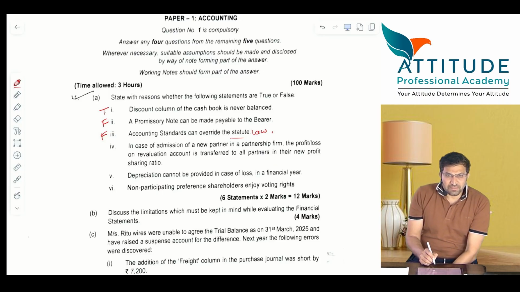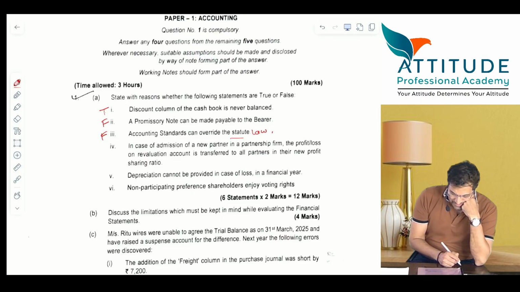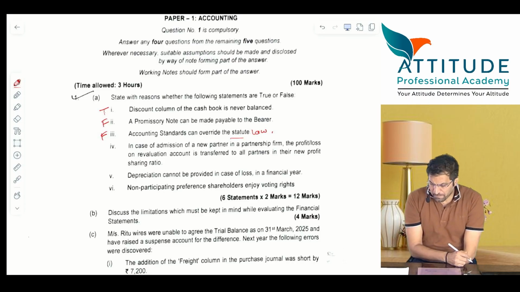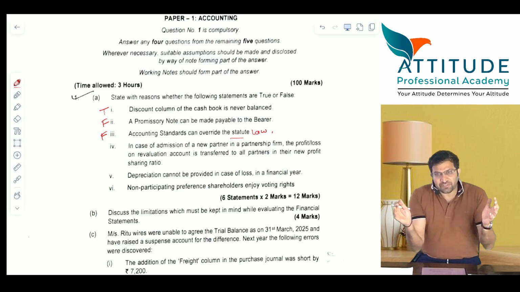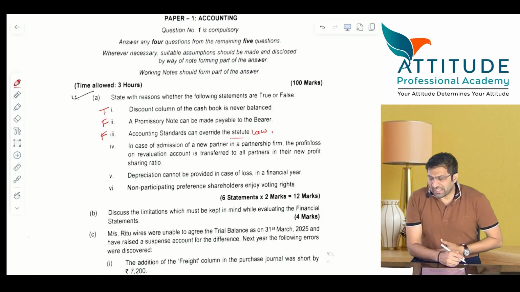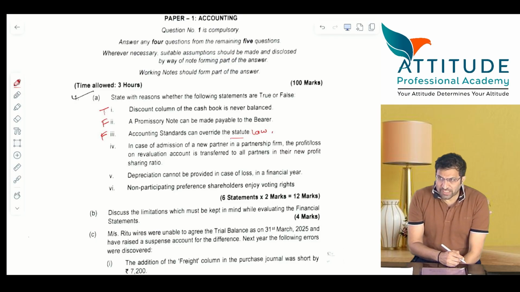Next sentence you can write. The standards are required to be framed within the ambit, within the ambit, means within the framework, within the ambit of prevailing statutes. Within the ambit of prevailing statutes.